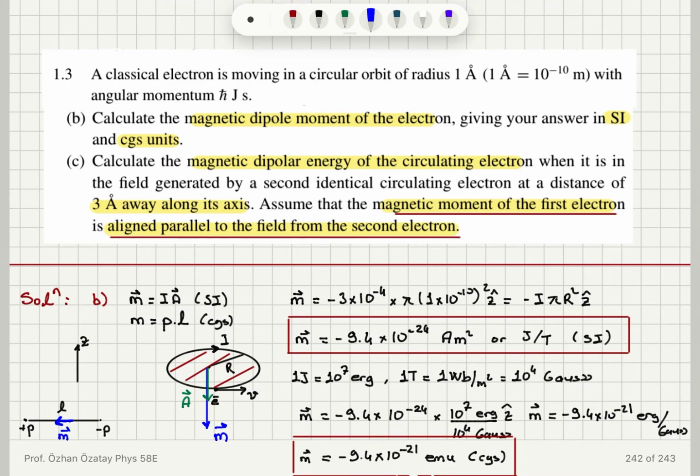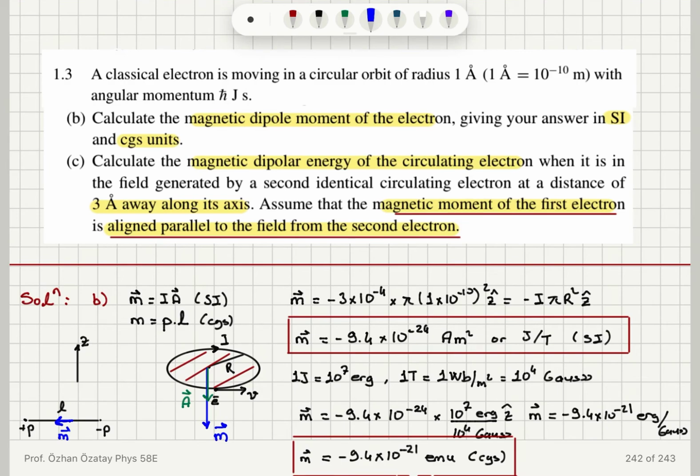Okay, so using the SI, magnetic dipole moment is current times the area vector, where the area vector is defined using the right hand rule. If you curl your fingers in the direction of current, the thumb points in the direction of the area vector, and the area vector has a magnitude area, which is pi r squared. So we multiply the current with the area vector, we obtain minus 9.4 10 to minus 24 amps meter square, or joules per Tesla in SI units.